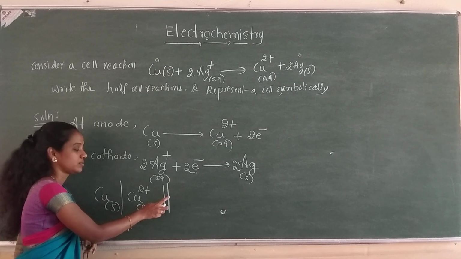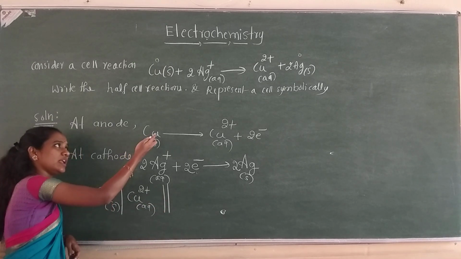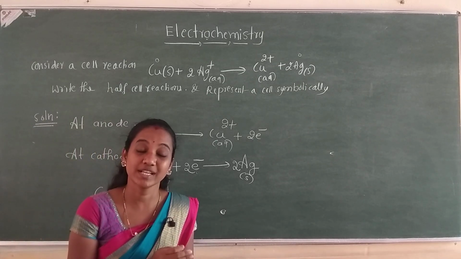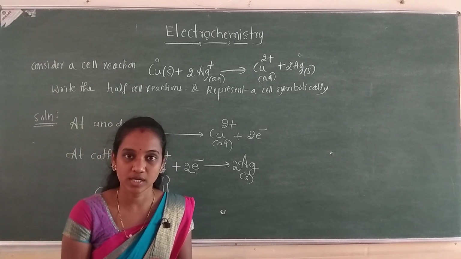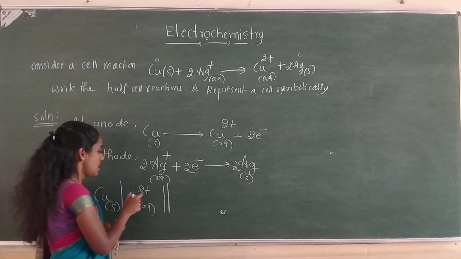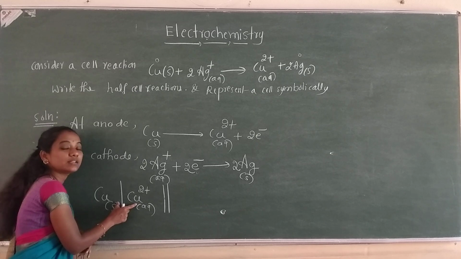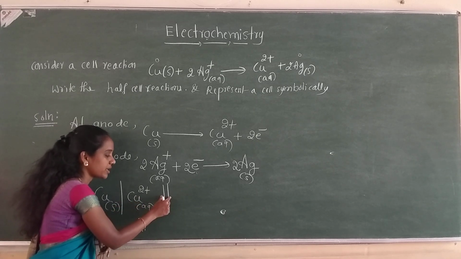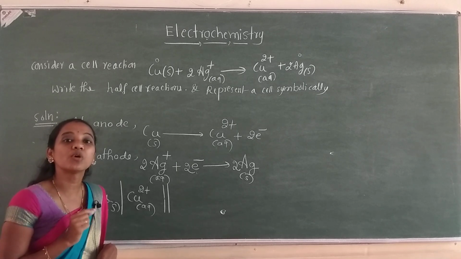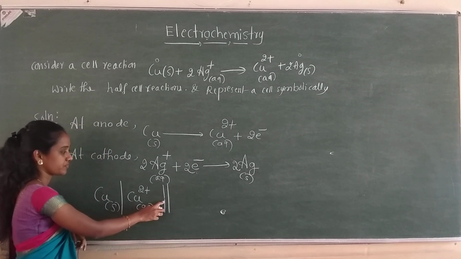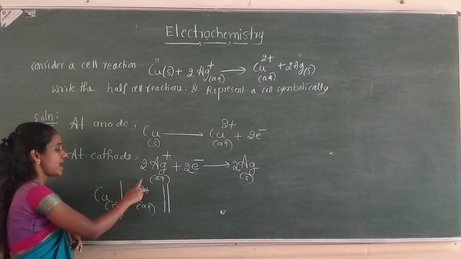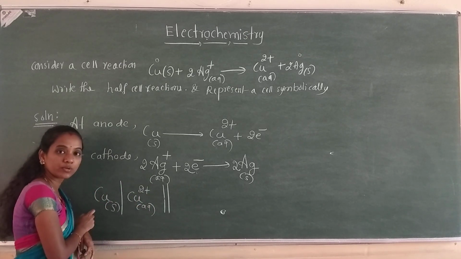Next, we should write a double vertical line. It indicates the presence of a salt bridge. In any cell, a salt bridge must be there. If it is a half cell, then it is not needed. But in the case of a cell, after writing one half cell, we have to write a double vertical line, which indicates the presence of a salt bridge. This is the negative electrode. We have written it at the left hand side, hence it is known as the left hand electrode.